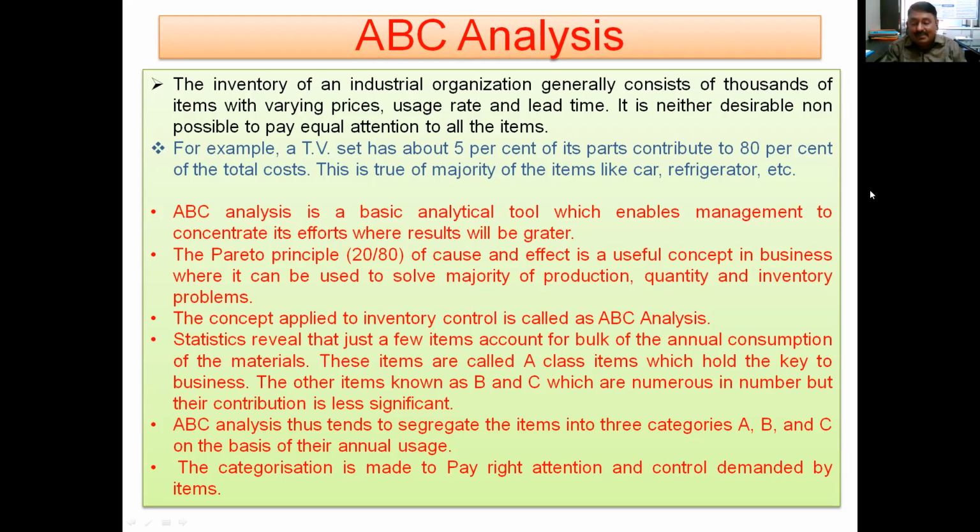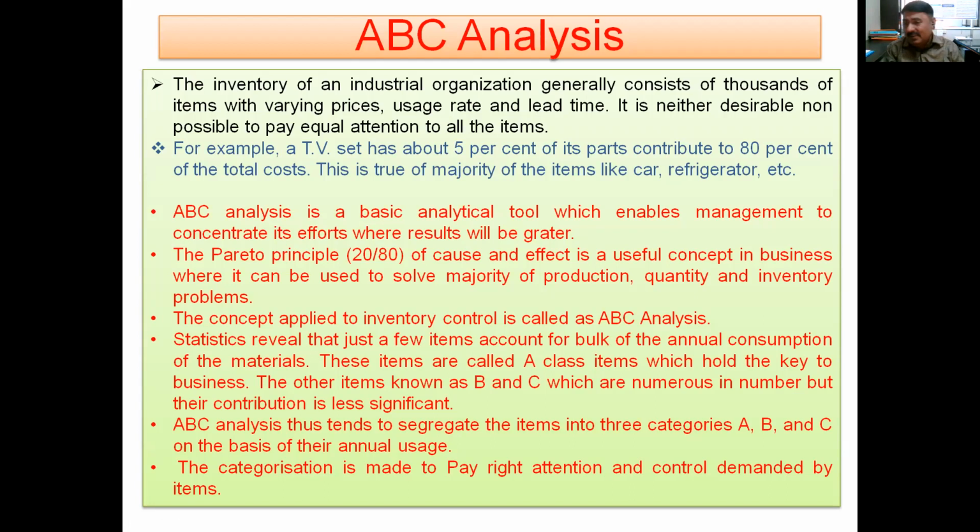So this is the 20-80 principle, and if this principle is applied in inventory control, then it is called ABC analysis. Statistics reveal that just a few items account for the bulk of the annual consumption of materials. These items are called A-class items, which hold the key to business. See, there are only a few items in the organization. If we go for the annual consumption or its effect on the annual cost, then its contribution is very, very large. So they are A-class items.